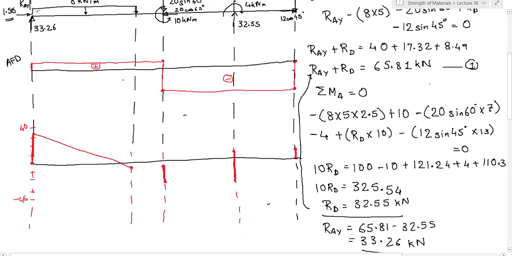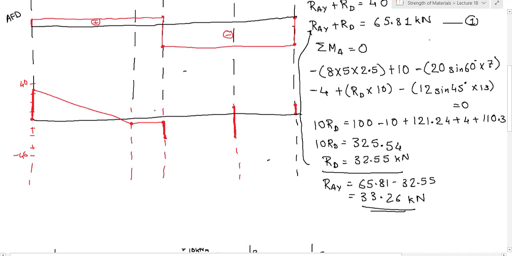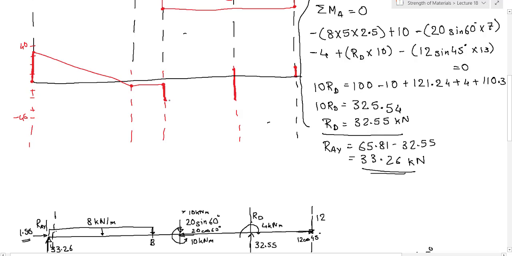From B to C there is no force in between, so horizontal line. From C to D again no force in between, so horizontal line. From D to E no force in between, so a horizontal line. So this is the diagram that we are getting for our SFD, right? Shear force diagram. So we can mark these regions as positive, positive and negative.